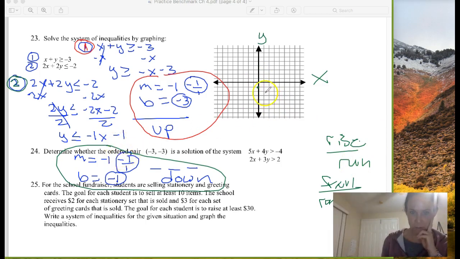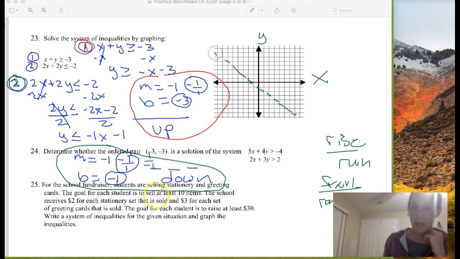Okay, so fall first. From my y-intercept, I fall 1, I run 1. Fall, run, fall, run, fall, run. If you want to write this as 1 over negative 1, you could rise, run back. Rise, run back, if you wanted. Okay, now this is a solid line, so I'm going to draw this guy in.